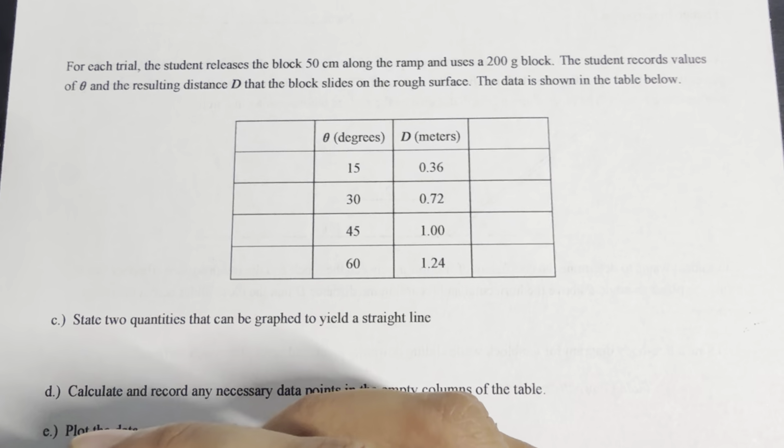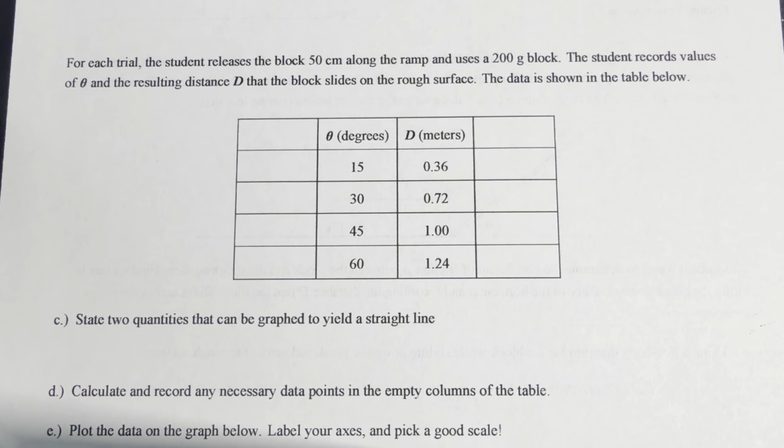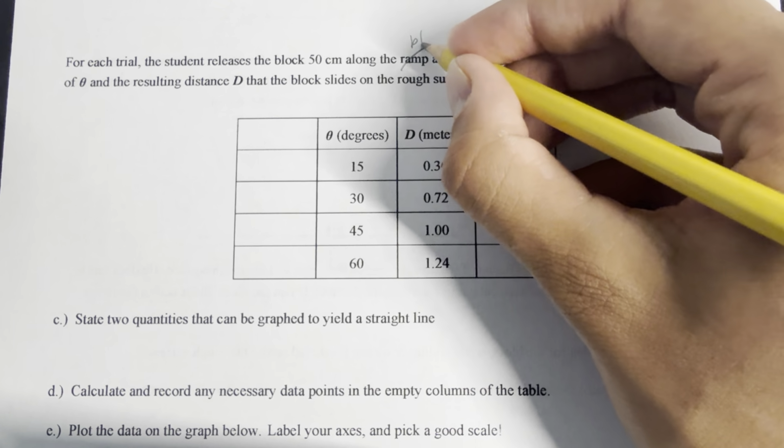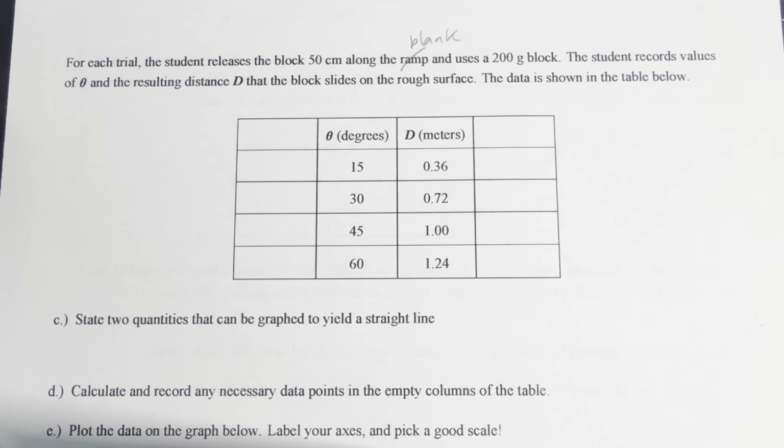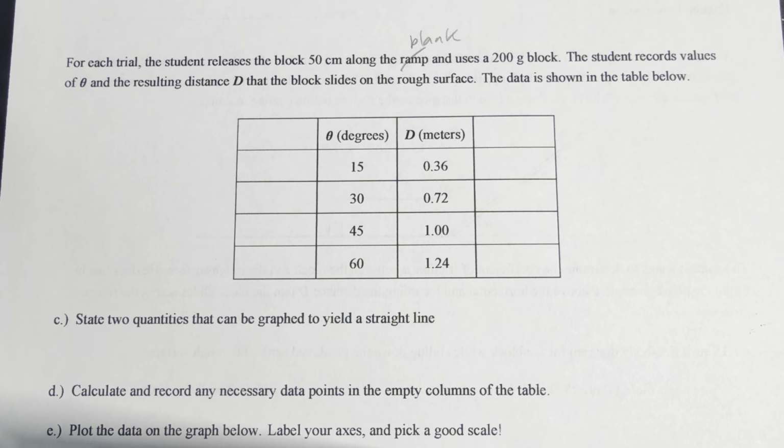So for each trial, the student releases the block 50 centimeters along the ramp and uses a 200-gram block. This really should be plank, not ramp, my fault. The student records values of theta and the resulting distance d that the block slides on the rough surface. The data is shown in the table below. This is our data. So state two quantities that can be used to yield a straight line.